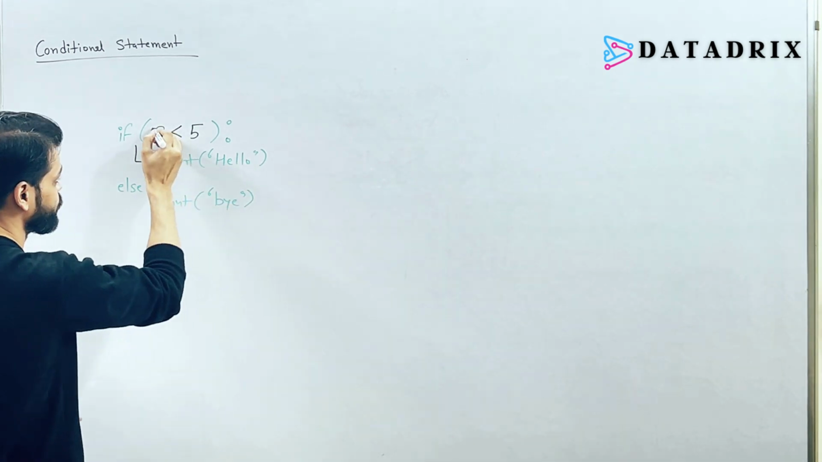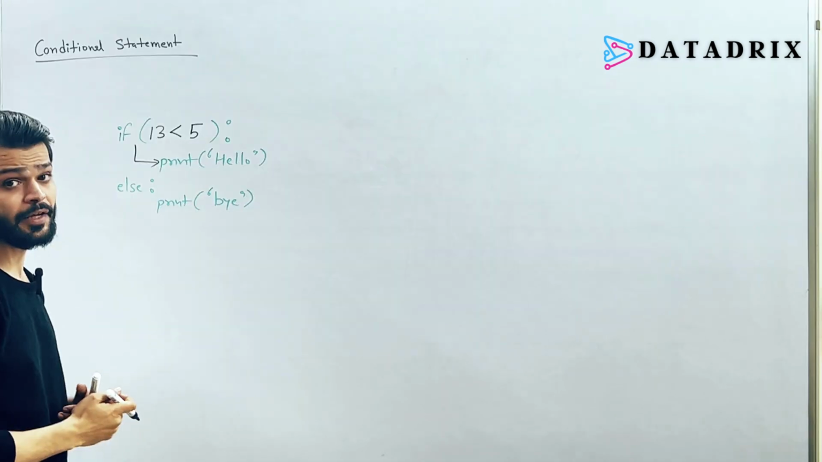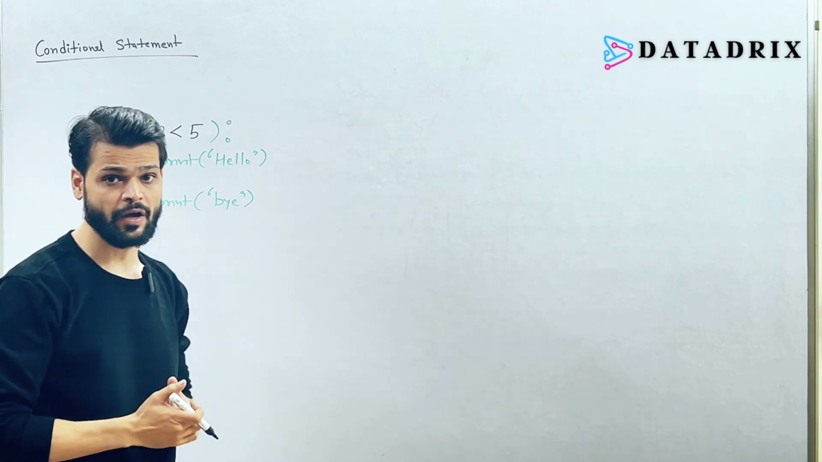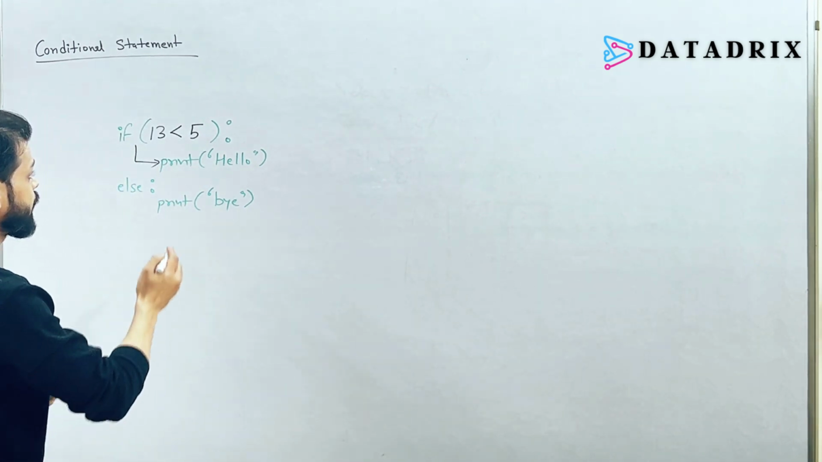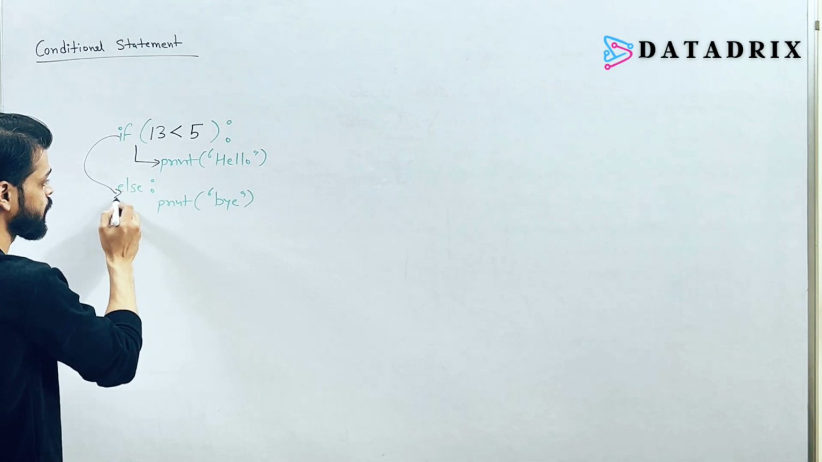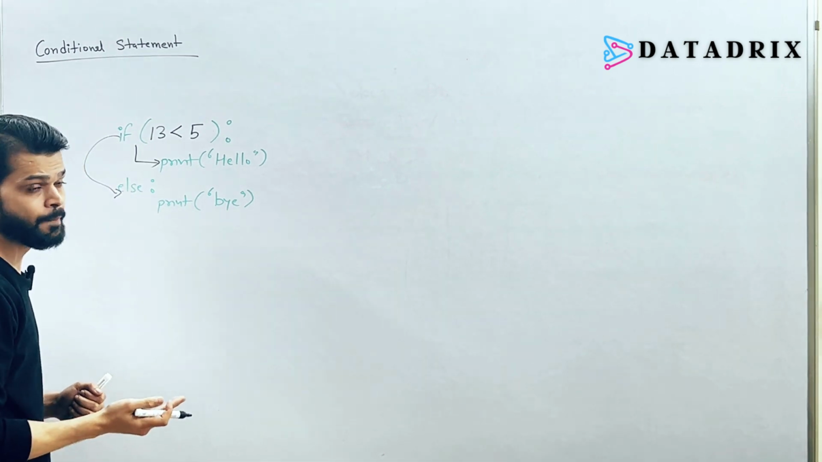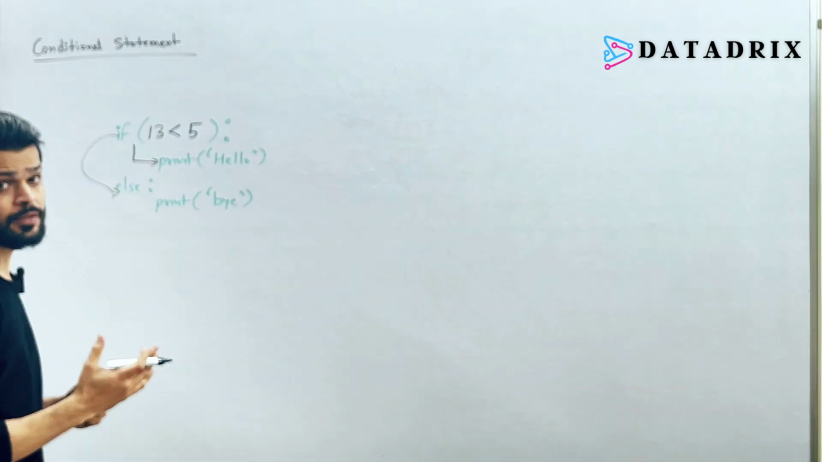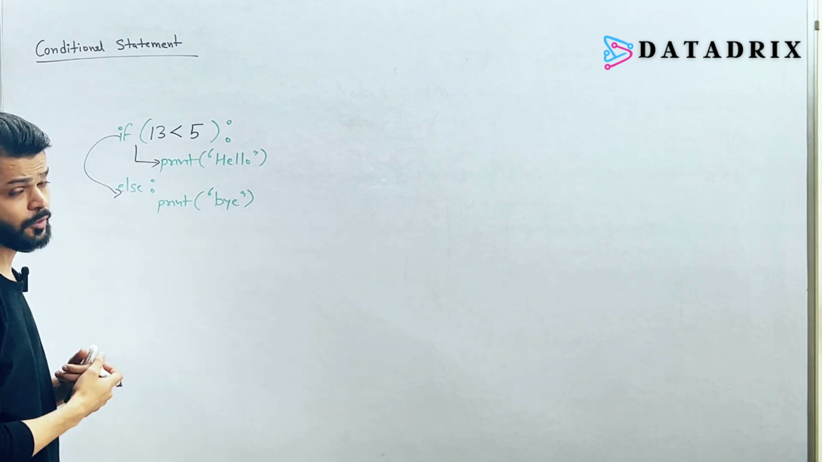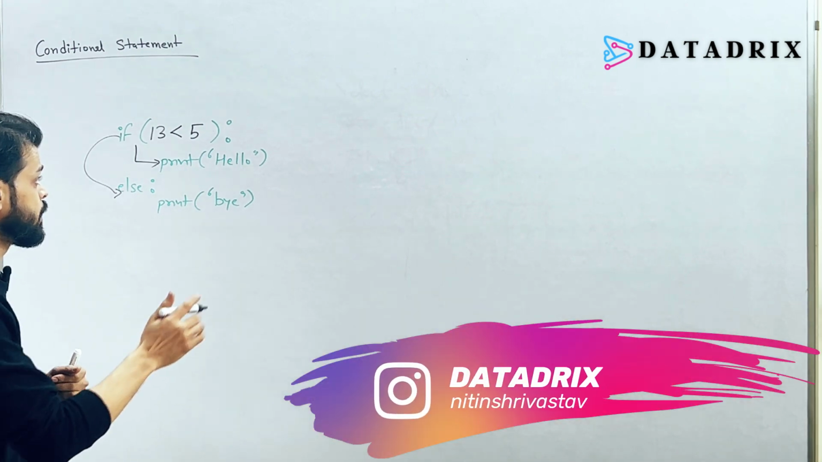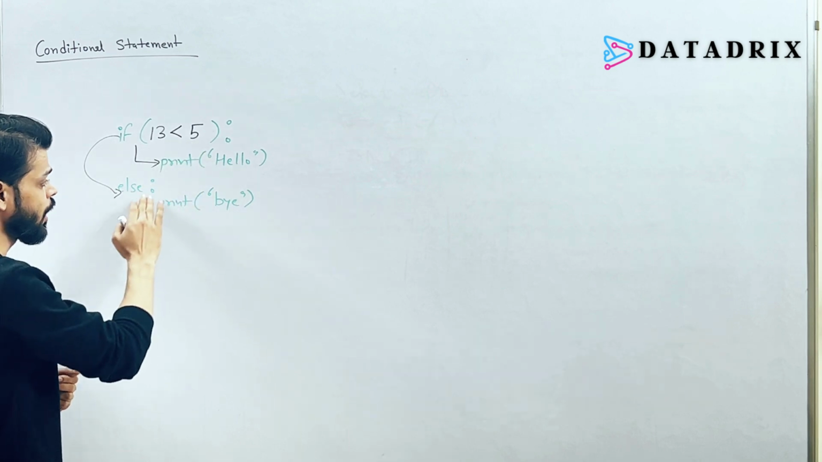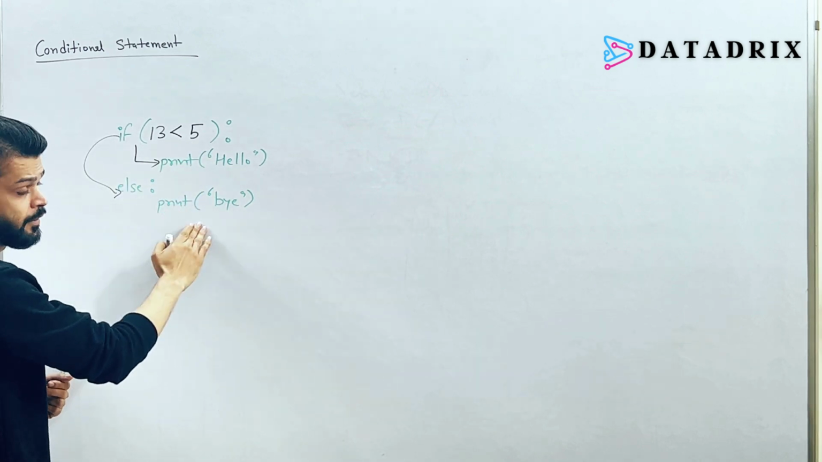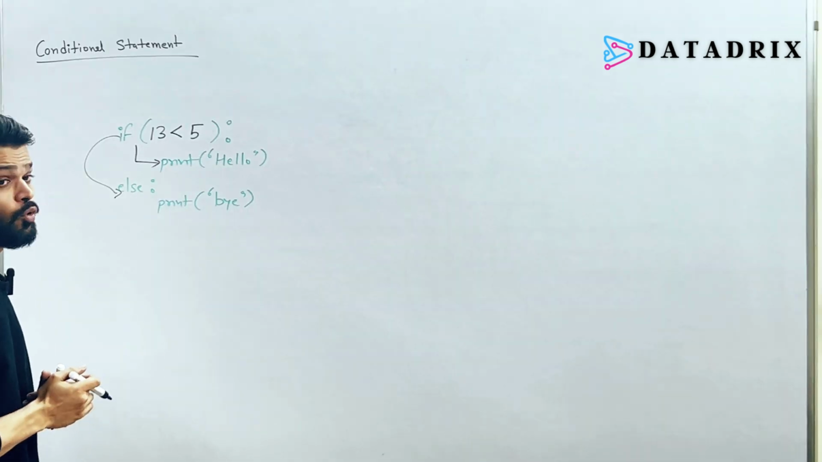And suppose we have 13 less than 5. So 13 less than 5, the condition is false. So if the condition is false, it will directly execute the body of else and it will print by. So this is what is the if else conditional statement in Python. And now in this case, you can see we have one condition and we have followed one else. Now, suppose we have more than one condition.